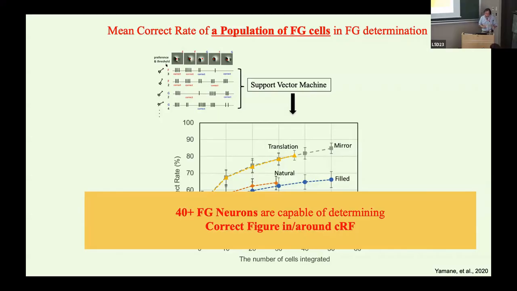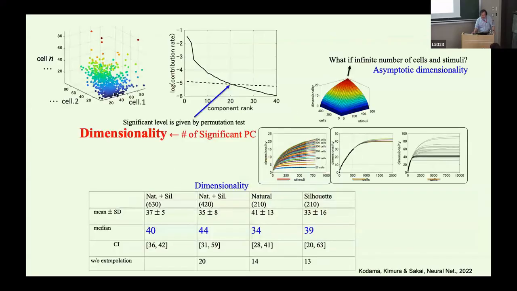To get the idea, we computed the intrinsic dimensionality. In short, dimensionality is the number of significant components of PCA, principal component analysis. The results show that the dimensionality of V4 neurons to natural image patches was around 40, which agreed with the result of SVM. So this result suggests that figure ground determination may be a principal function of V4 neurons.